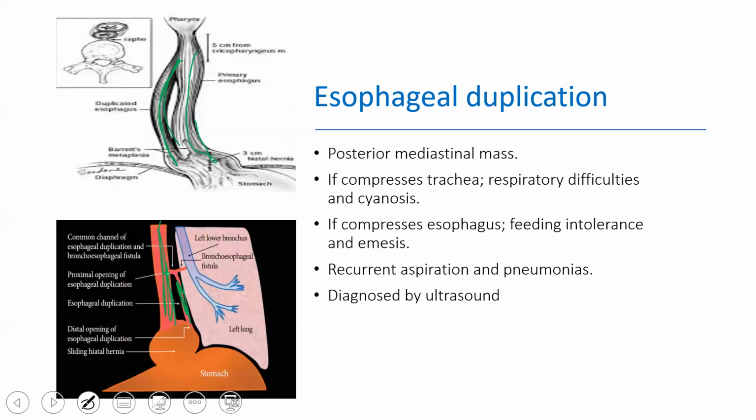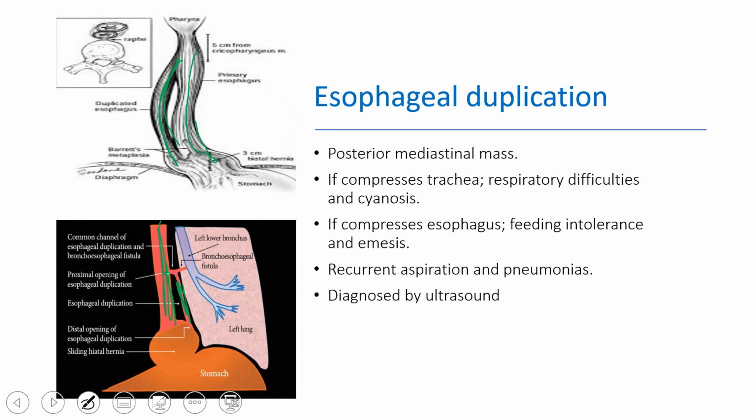If they compress the trachea anteriorly, they might present with respiratory difficulties, cyanosis. If they compress the esophagus, then they might present with feeding difficulty and emesis. They might have recurrent aspiration or pneumonia, especially if there's a fistula associated. Usually diagnosed by ultrasound, or you can do a barium contrast study.